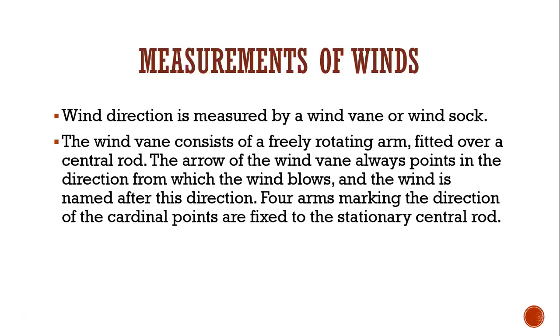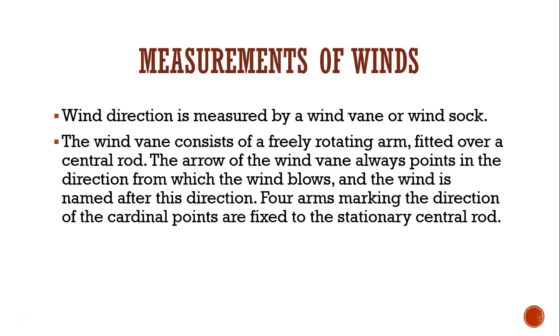Now let's see the measurements of winds. Wind direction is measured by a wind vane or wind sock. Specifically, the wind vane consists of a freely rotating arm that is fitted over a central rod. The arrow of the wind vane always points in the direction from which the wind blows, and the wind is named after this direction.